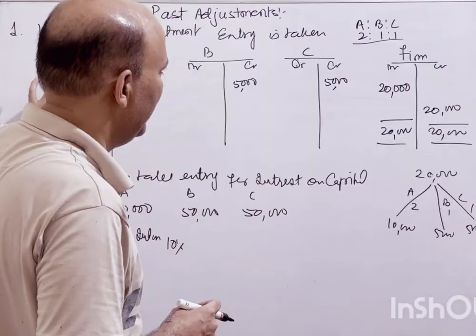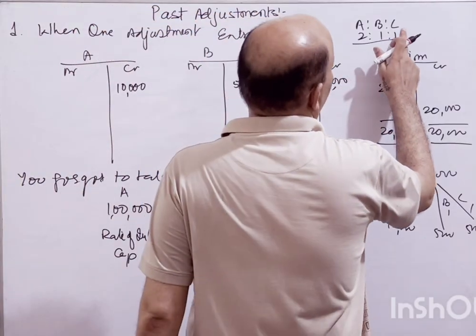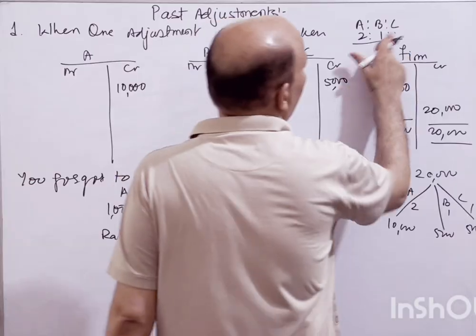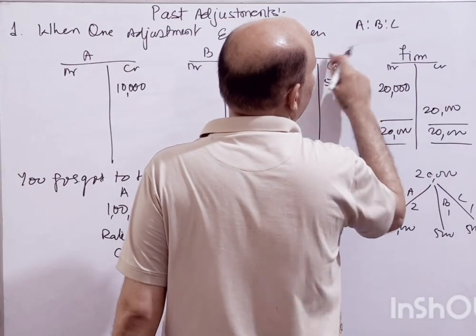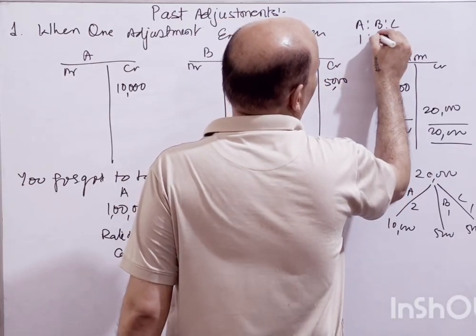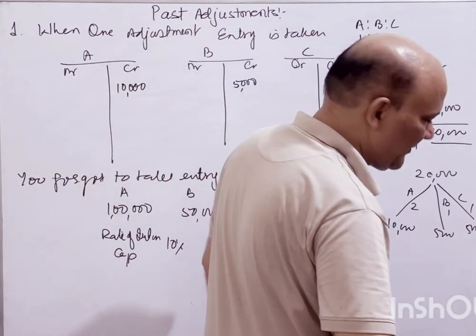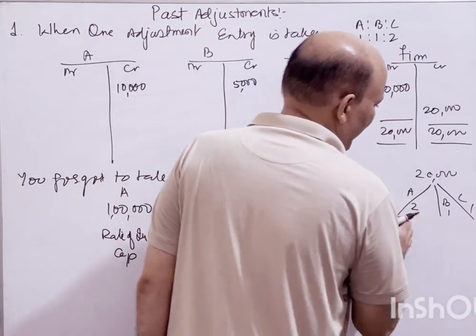We have to take another. Let's say these are the ratio, we take 1:2, let's take it this way, then the entry will come. Look, 1, 1 and 2. Let's say this is the ratio, right? This is the ratio.